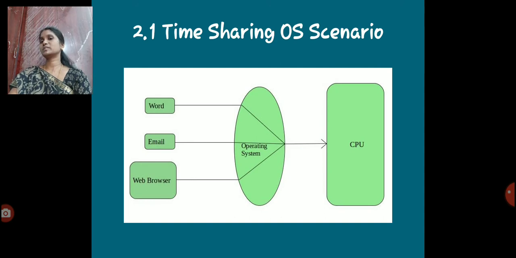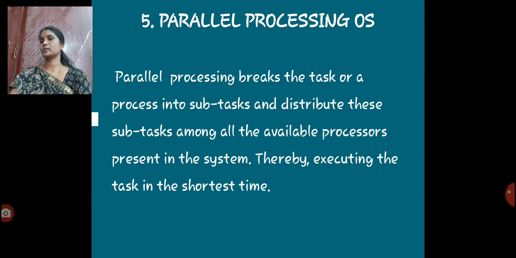So this will be processed by the processor, which is the CPU. Right. So this is the fifth type of operating system, which is called parallel processing. Actually, in parallel processing, a single task or a single process is divided or broken into different subtasks, and all these subtasks will be run by the single operating system. So many processes or many tasks will be running on a single OS. This is called parallel processing.